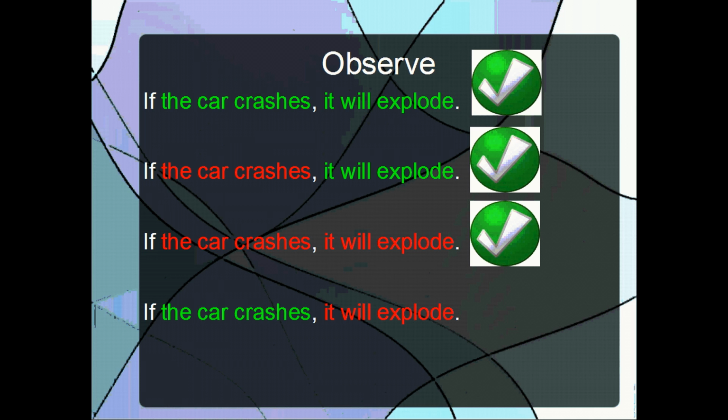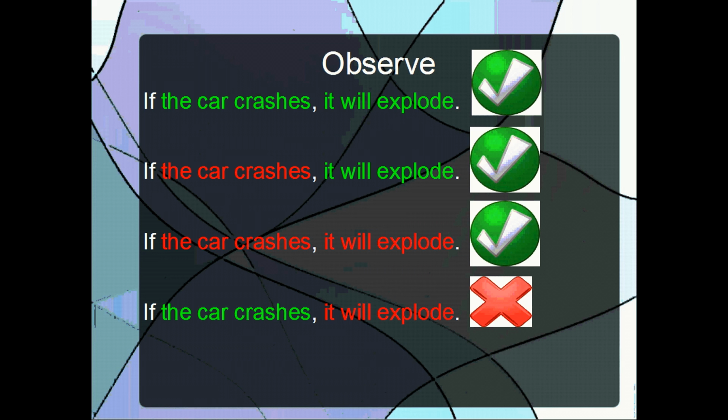Now let's say it's true that the car crashes but false that it explodes. In that case, that conditional proposition will be false. It directly contradicts the first conditional proposition. The first one says that the car exploding is an effect that will occur right after the car crashes.